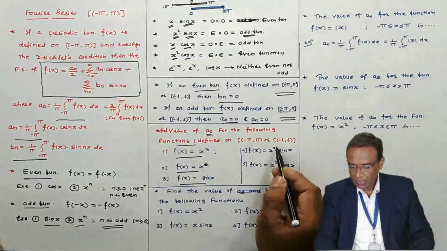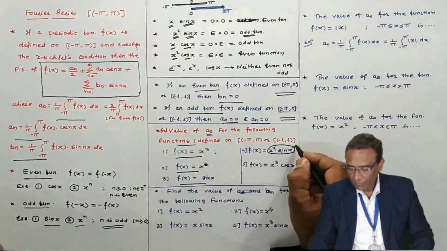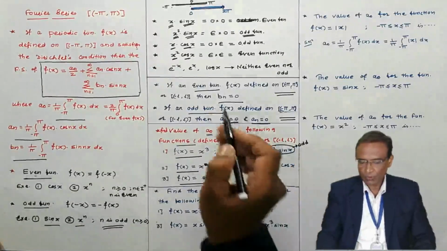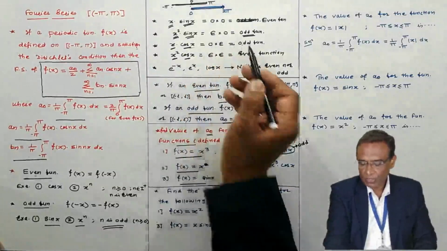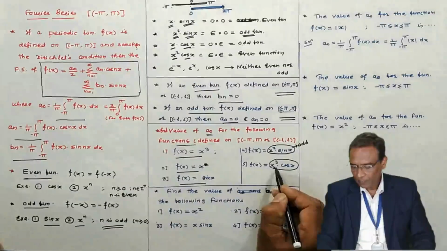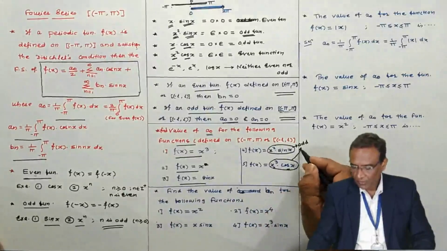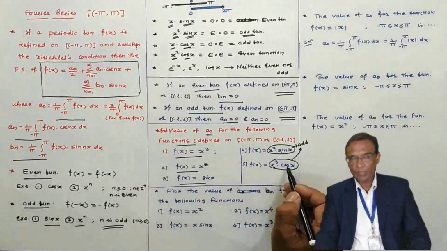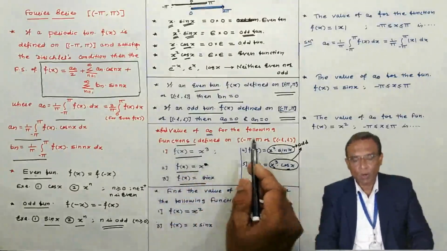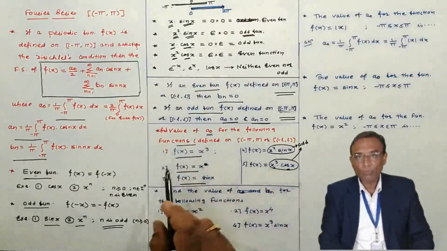See, this function is even, this function is odd. Even into odd, this complete function is what? Odd function. Even function into odd function is odd function. Here, this is odd and this is even. Therefore, this is again an odd function. Even into odd is odd function. So all those functions, functions 1 to 5, are odd functions.